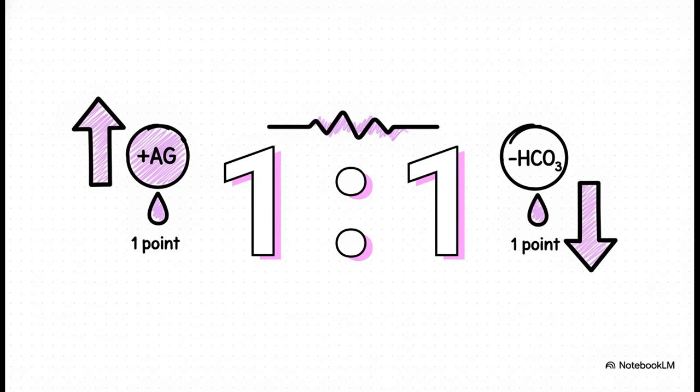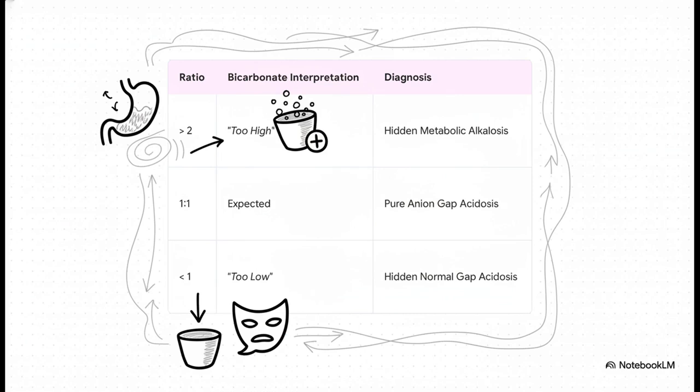So here's the physiological baseline you need to know. We expect a perfect balance. For every 1 point that the anion gap goes up, the bicarbonate should drop by 1 point. That sets our gold standard, a 1-to-1 ratio. And this table just lays it all out beautifully. If your ratio is greater than 2, it means the bicarbonate is higher than it should be. Why? Because there's a hidden metabolic alkalosis, maybe from vomiting. But if the ratio is less than 1, the bicarbonate is too low, and that unmasks a hidden normal gap acidosis, maybe from something like diarrhea.